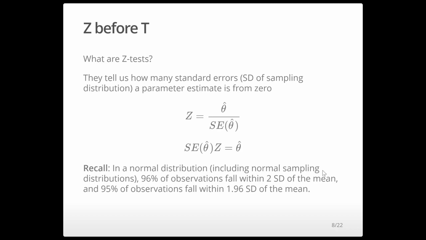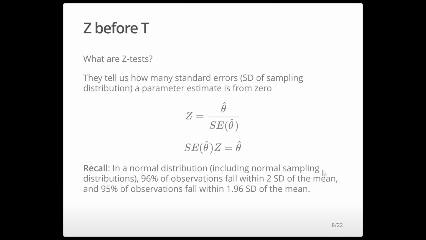So for example, if our parameter here is theta hat, which is an estimate of just some ambiguous parameter, it could be a gamma, it could be a beta, any parameter that's normally distributed. If our parameter estimate is exactly the same as the standard error, that means that it is one standard deviation away from 0. If it's twice as large as the standard error, it means it's 2 standard deviations away from 0. And this is in the sampling distribution of the parameter.